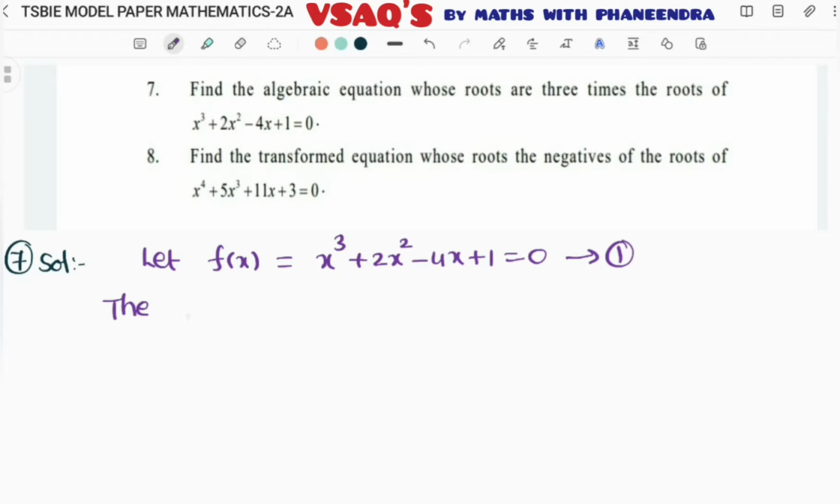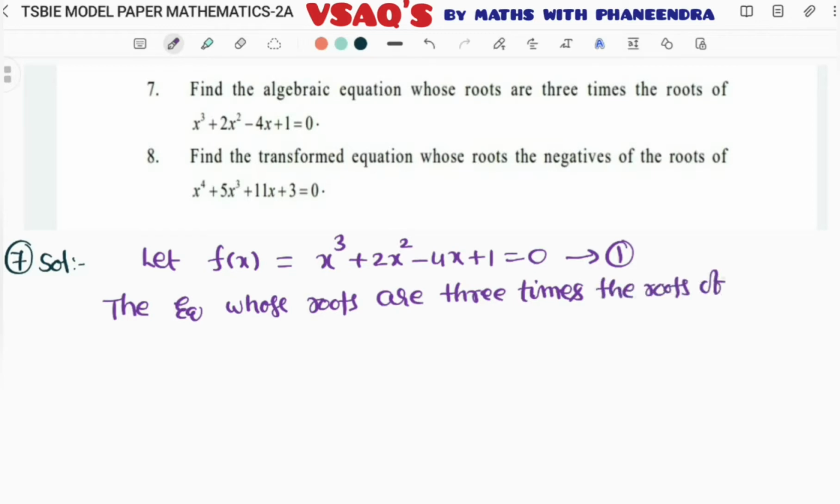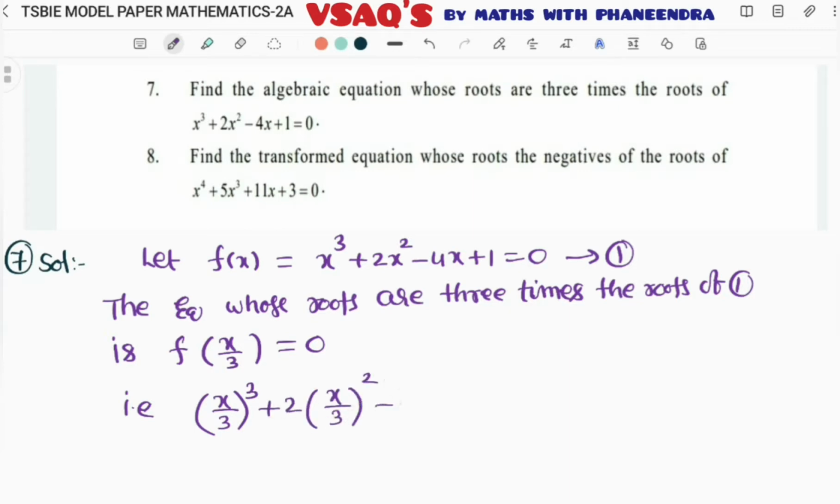The algebraic equation whose roots are 3 times the roots of equation 1 is f of x by 3 is equal to 0. That means wherever x is there, replace it with x by 3 and simplify. That is, x by 3 whole cube, plus 2 into x by 3 whole square, minus 4 into x by 3, plus 1 is equal to 0.